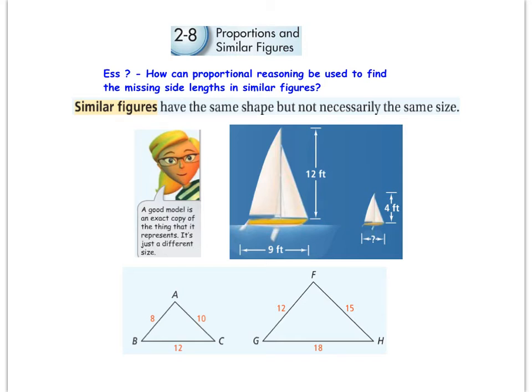Okay, 2.8 is proportions and similar figures. So you are going to see a lot of overlap from the previous lesson to now. Today we are going to be comparing similar figures. Similar figures are figures that have the same shape but not the same size. So you can see right here with these two sailboats, that would be an example of similar figures. They're both triangles, but they're not the same size. Also down here, these two triangles are similar figures.